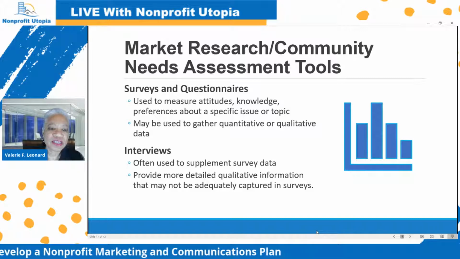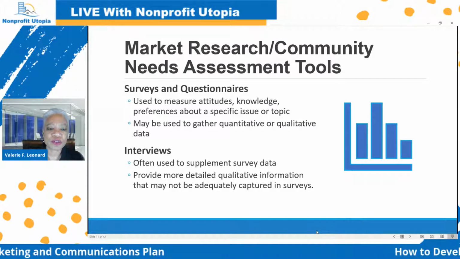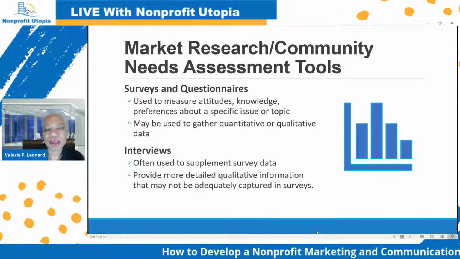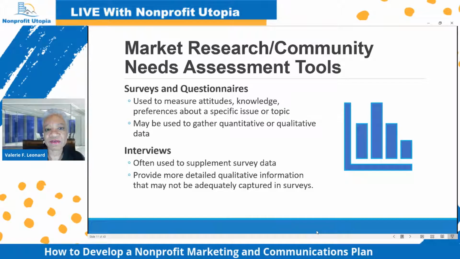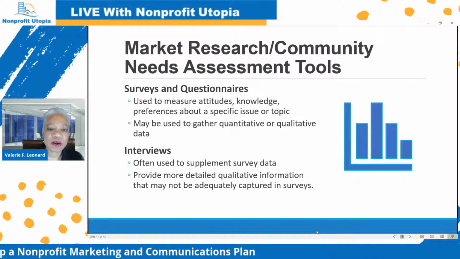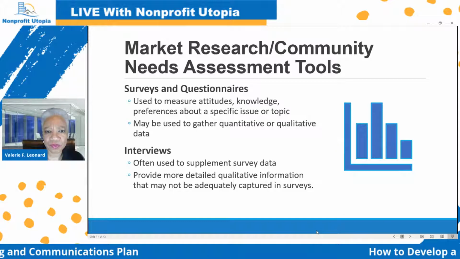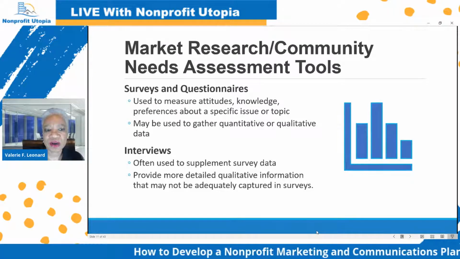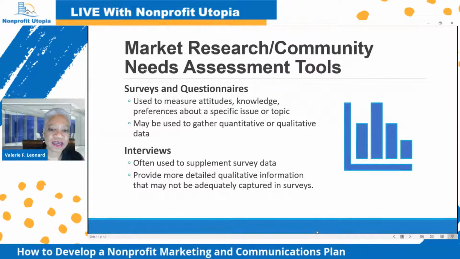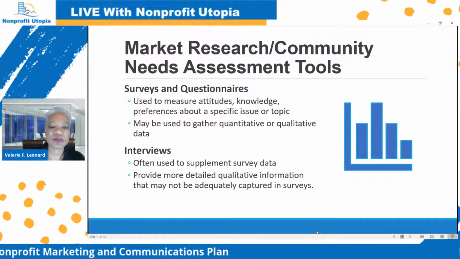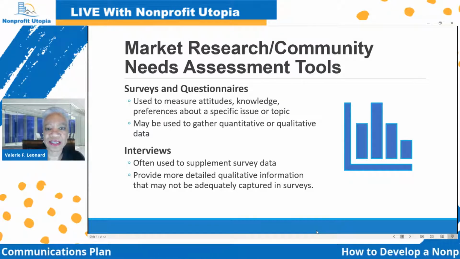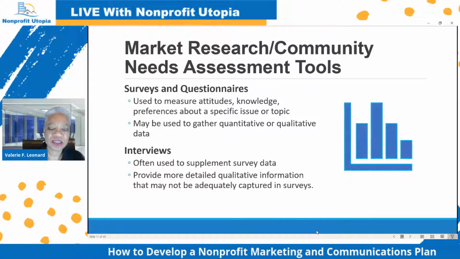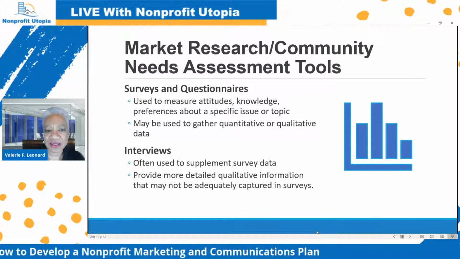So you'll use some of the same tools such as surveys and questionnaires and interviews. And your surveys and questionnaires, those are used to measure attitudes, knowledge, and preferences, and they can be used to gather either quantitative data, which is numeric data, or qualitative data. So your closed-ended questions that are scaled, those are used to get your quantitative data, and your open-ended questions on these surveys, where you're asking people's opinion without giving them any choices and just letting them respond, those are qualitative.